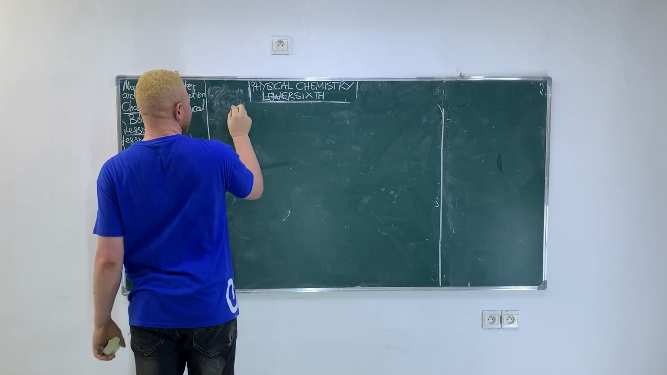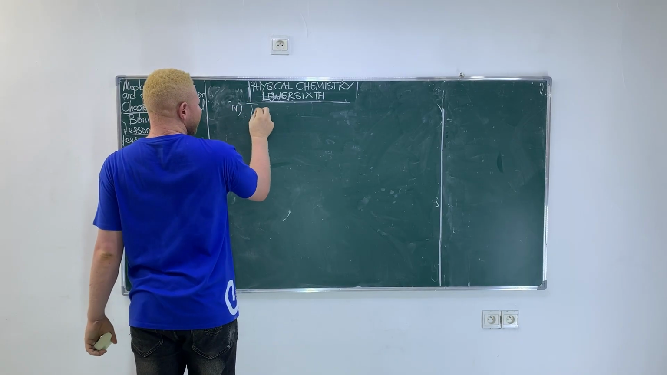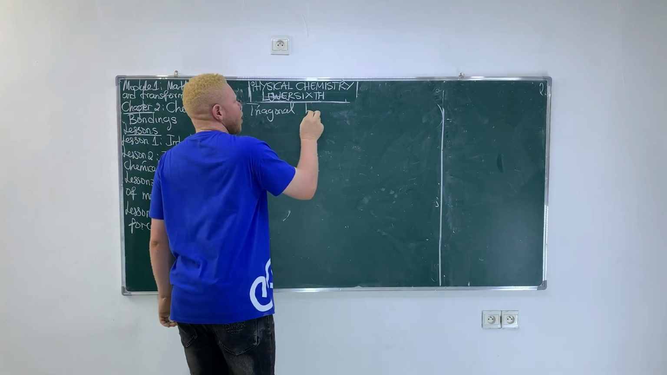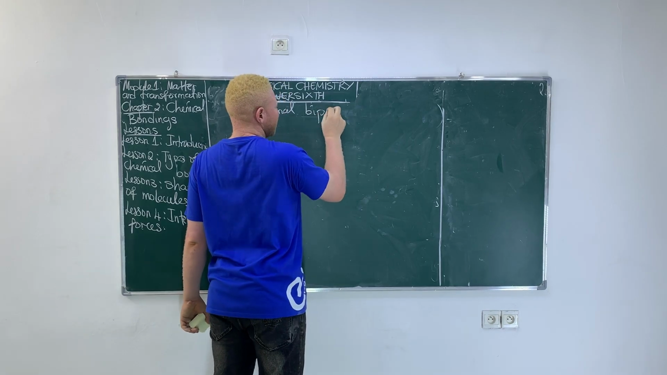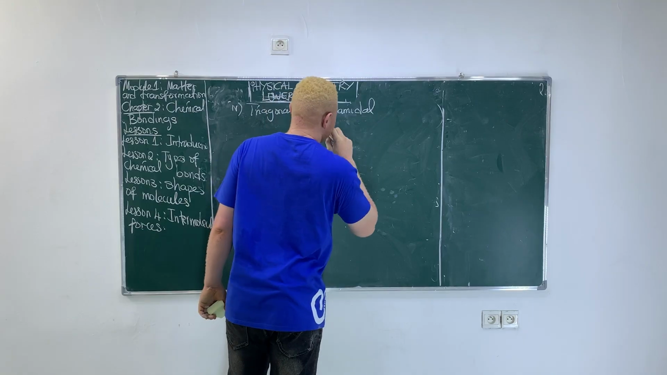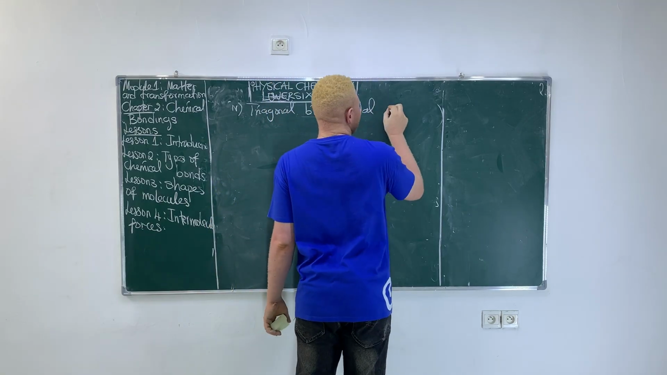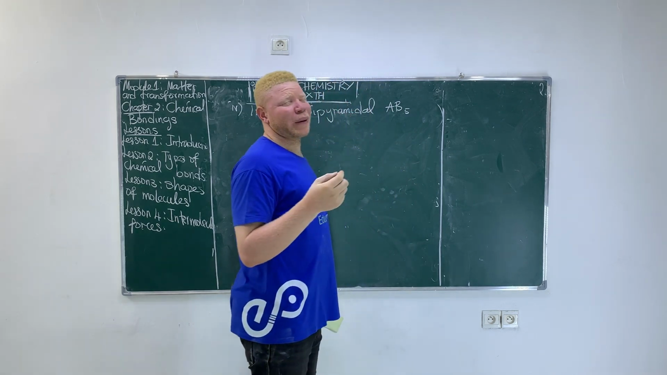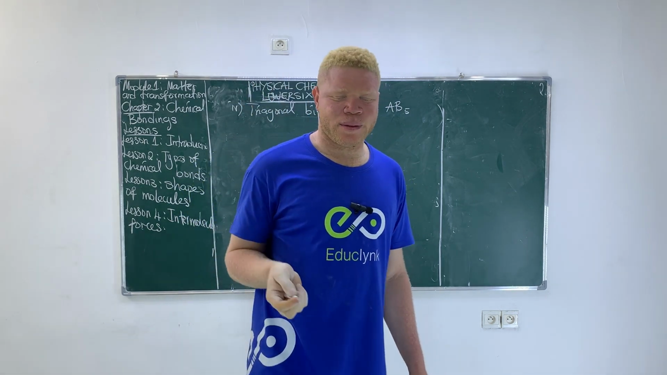1, 4, trigonal bipyramidal, such that we have AB5. A typical example is phosphorus pentachloride, so PCl5.